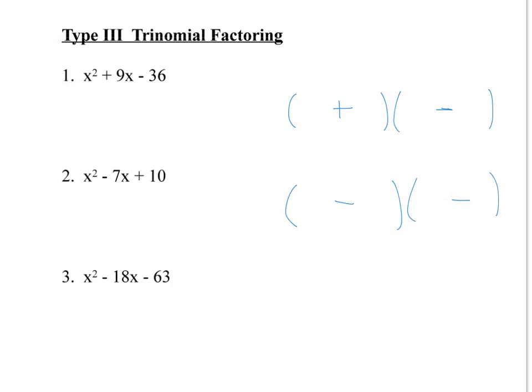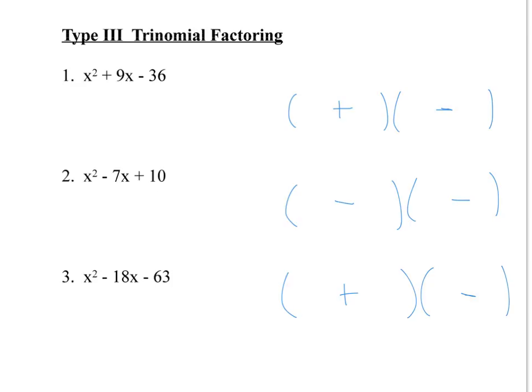And in the third one, A is positive, B is negative 18, and C is also negative, so this one I'm also going to have a plus minus. Notice that in all of these, my A is 1, so these are nicer, but you need to list out the factor pairs of the C term in each to come up with your B term.